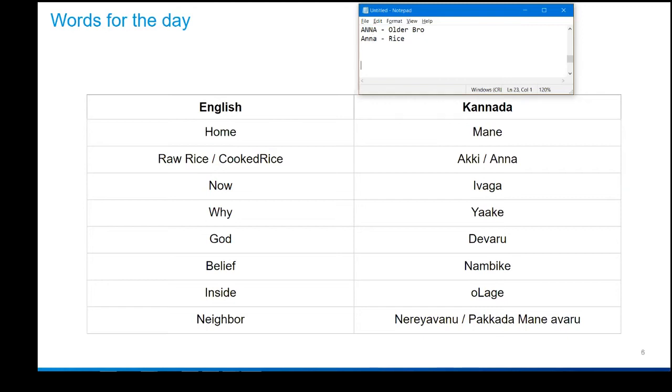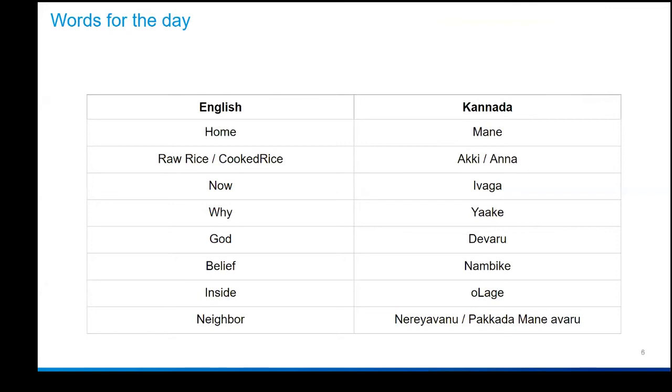Hey Kishore, sorry, one doubt. Now that you spoke about Anna as rice, I keep hearing this Anna Saru. What is that? Rice and rasam. Oh, Saru is rasam. Saru is any curry. Okay, got it.